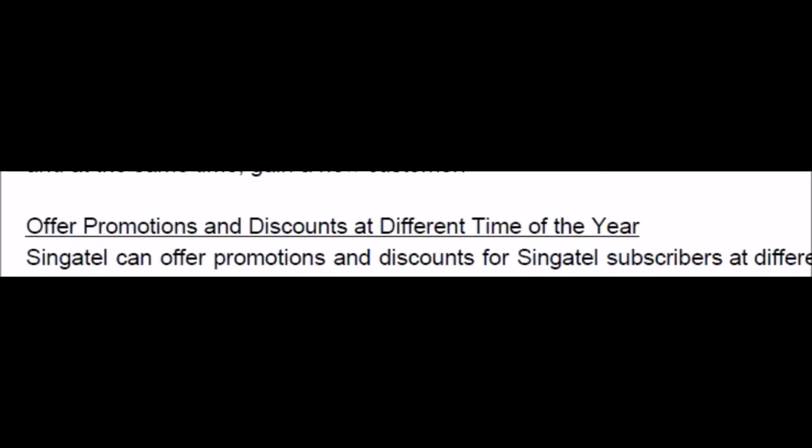The last recommendation is to offer promotions and discounts at different times of the year. Singtel can offer promotions and discounts for Singtel subscribers at different times of the year. For example, during a customer's birthday month, they can offer an additional 1 GB of data. By doing so, customers will know that Singtel values their customers and is willing to go the extra mile to provide them with the best service. This in turn will ensure greater customer loyalty and there is a higher chance for Singtel to retain their customers.